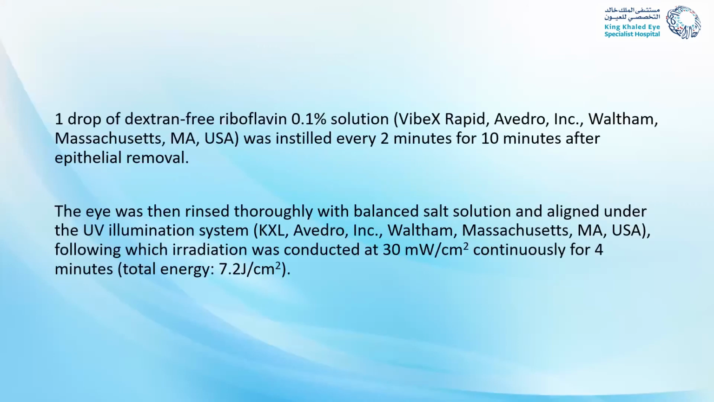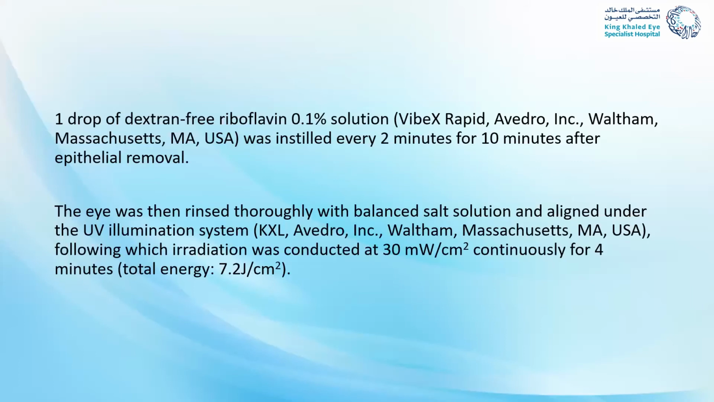So you go through the same process: you remove the epithelium, you apply the riboflavin again, no dextran, in the Vibex Rapid formula from Avedro. This is the most widely used. Then you can instill this every 2 minutes for 10 minutes. After that, you check your pachymetry and make sure it's above the 400 mark. Then you can rinse and start your UV illumination process using the Avedro machine.